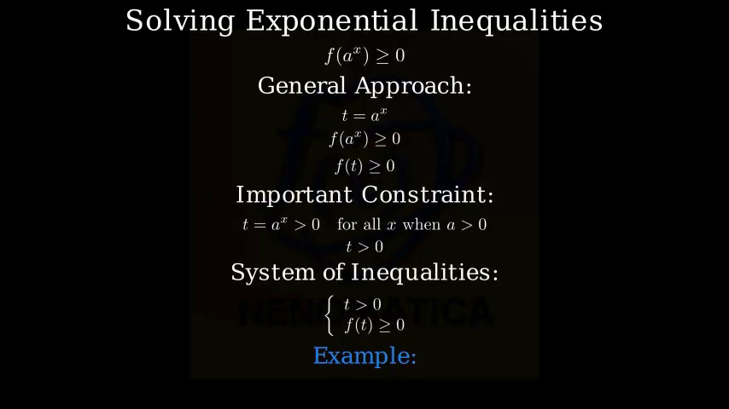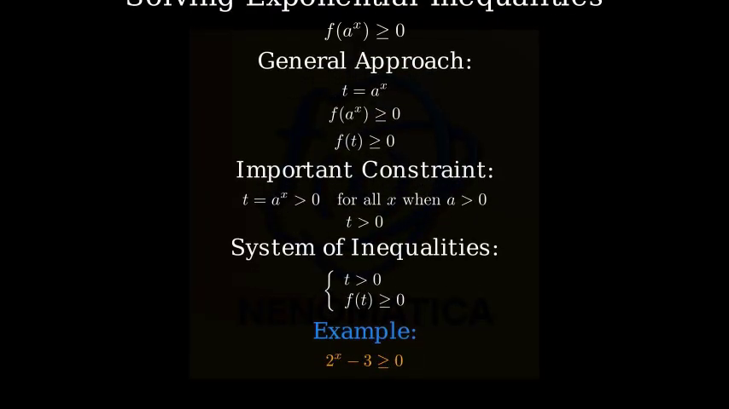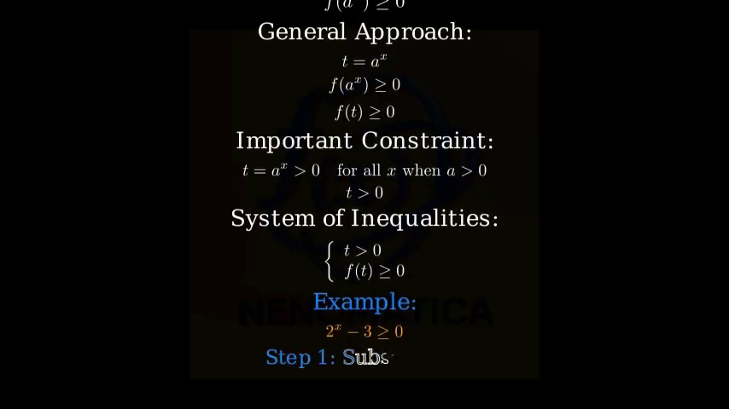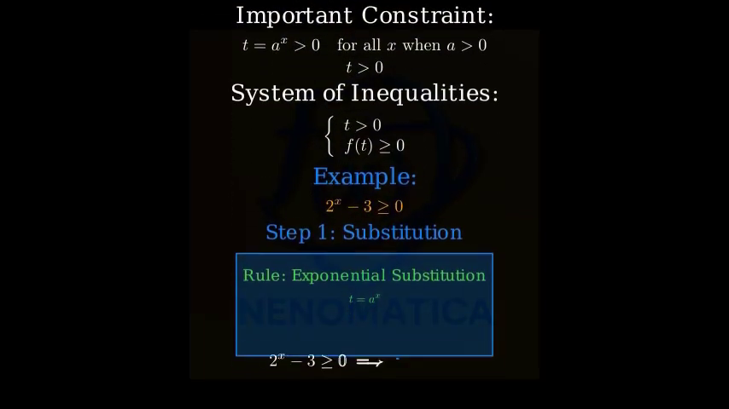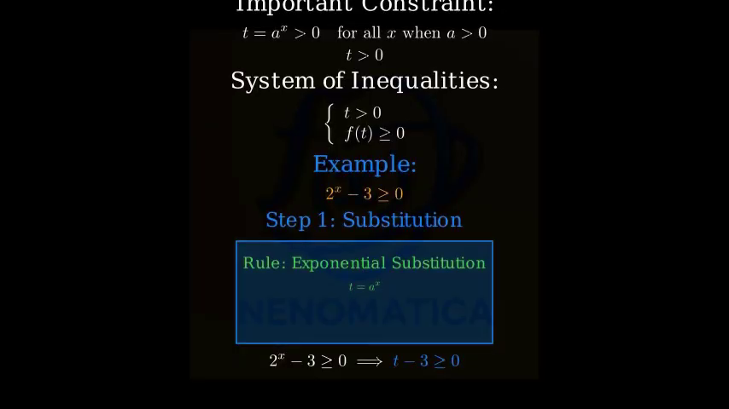Let's work through a specific example to demonstrate the technique. Suppose we want to solve the inequality 2 to the power x minus 3 is greater than or equal to 0. Step 1. Let's apply the substitution t equals 2 to the power x. This transforms our inequality to t minus 3 is greater than or equal to 0.